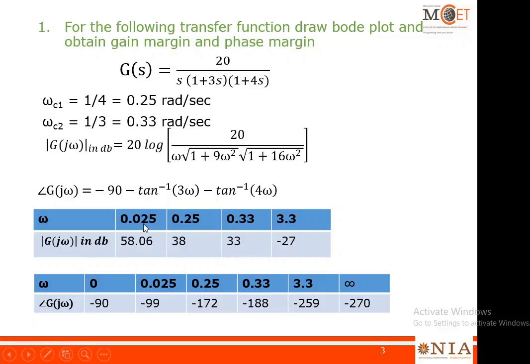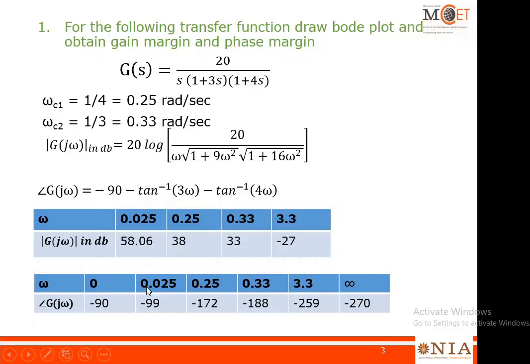That means I have to substitute now for omega 0.025 here. Please take a calculator and substitute 0.025 here and find out the magnitude in decibels. Approximate decibels are here 58.06. Then substitute 0.25 radians per second, you have to get 38. For 0.33 you are getting 33, and for 3.3 it is minus 27.